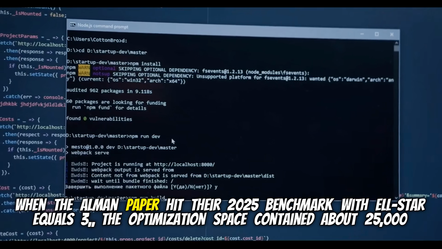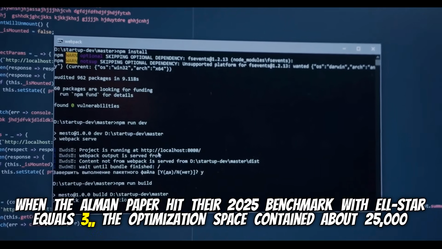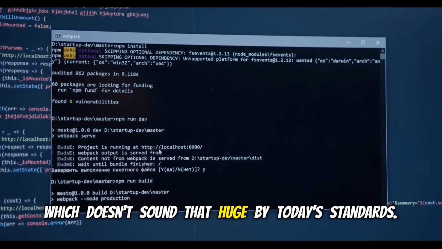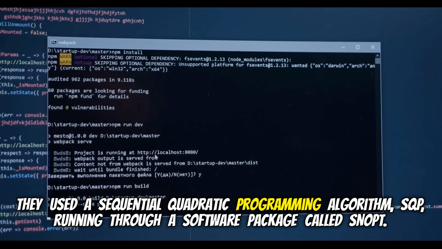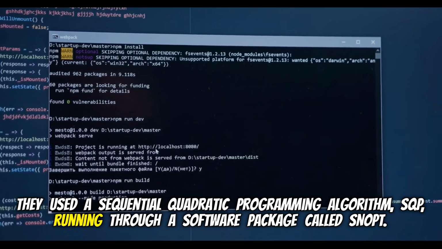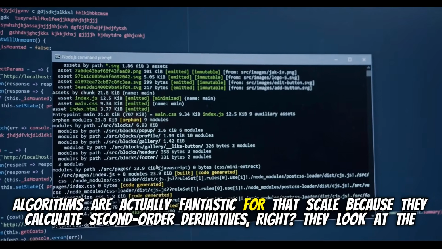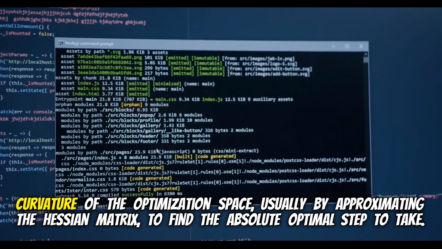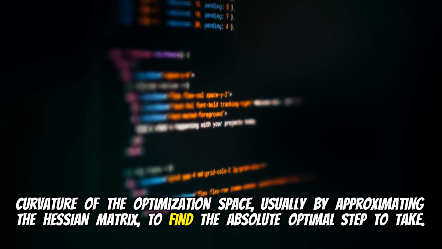When the Ullman paper hit their 2025 benchmark with ω of 3.3, the optimization space contained about 25,000 parameters. Which doesn't sound that huge by today's standards. No, it doesn't. They used a sequential quadratic programming algorithm, SQP, running through a software package called SNOPT. And SQP algorithms are actually fantastic for that scale because they calculate second-order derivatives, right?